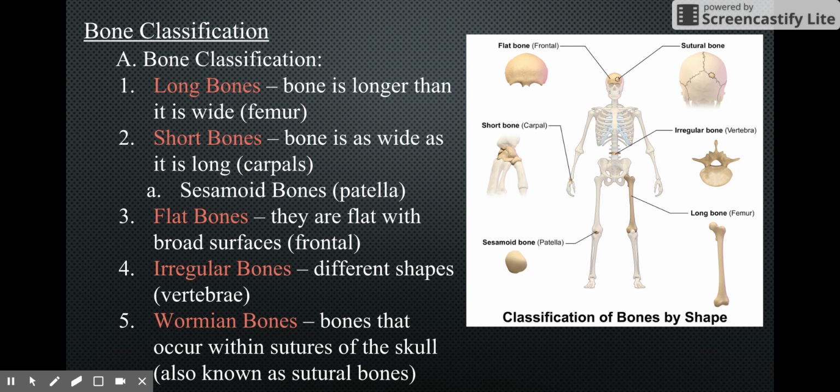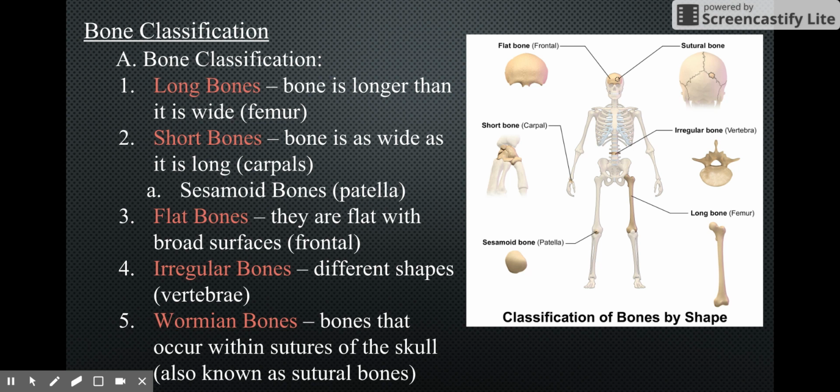So your long bones are any bones that are longer than they are wide. Short bones are the ones that are going to be as wide as they are long, and there's only a few of those in your body. The flat bones are the ones that are really broad in their surface, but not very thick compared to how wide they are. Irregular bones are vertebrae. They're shaped very differently and don't look like any other bones in your body.